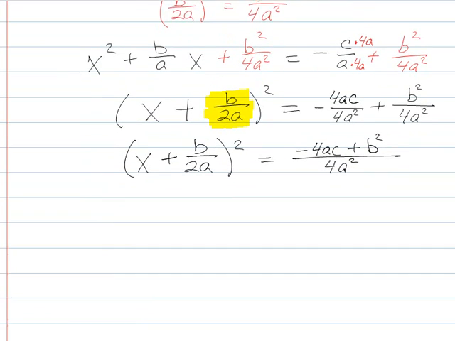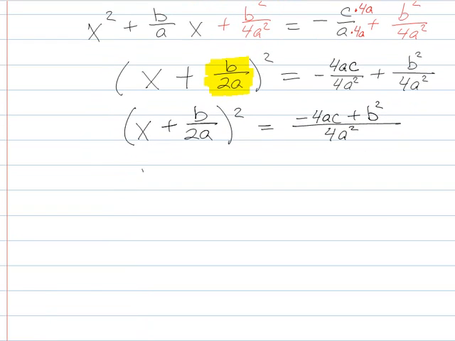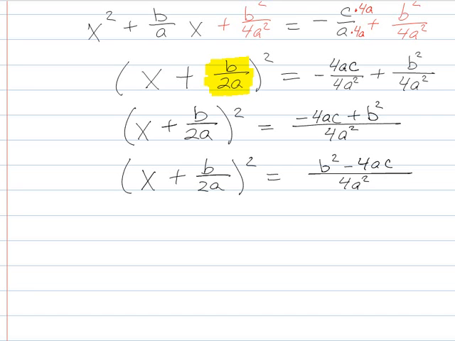Okay? I'm also going to go ahead and just rewrite it in a different order because it looks weird starting at the negative number. So b squared minus 4ac over 4a squared. Next step, if you remember from completing the square, is take the square root of both sides of the equation and add your plus or minus out front.